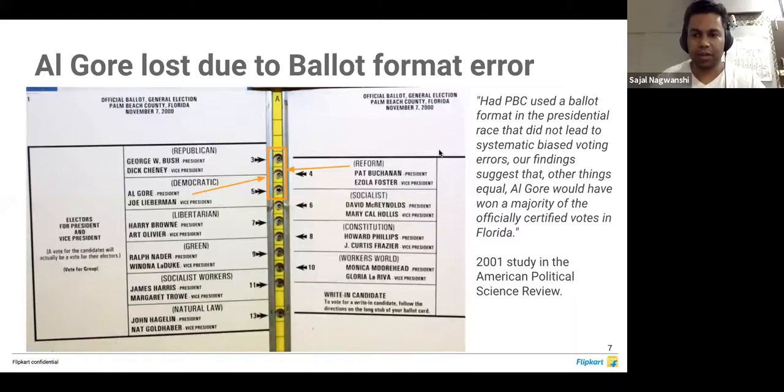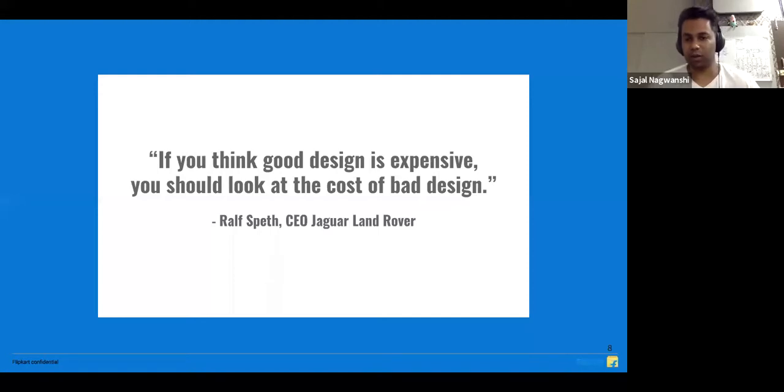So you can see how an error in the design of the layout of a ballot can lead to a different government altogether. So this reminds me of a quote which I find very dear to me, which is that if you think good design is expensive, you should look at the cost of bad design. And this is one lesson.